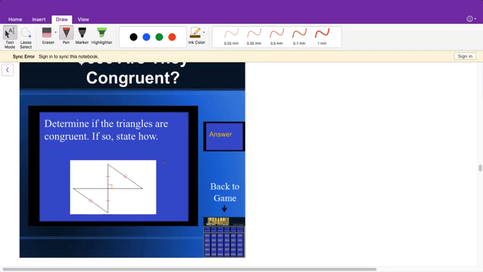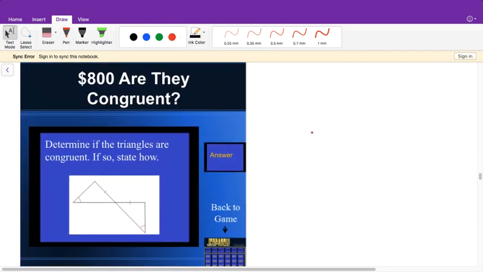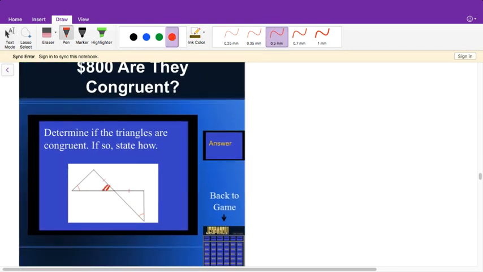Are they congruent? If this is a right angle, so is this one. And since we have right angles in both these cases, we have our hypotenuse and the leg, so it is HL. Here we have this angle is congruent to this angle, so it will be angle, angle, side.